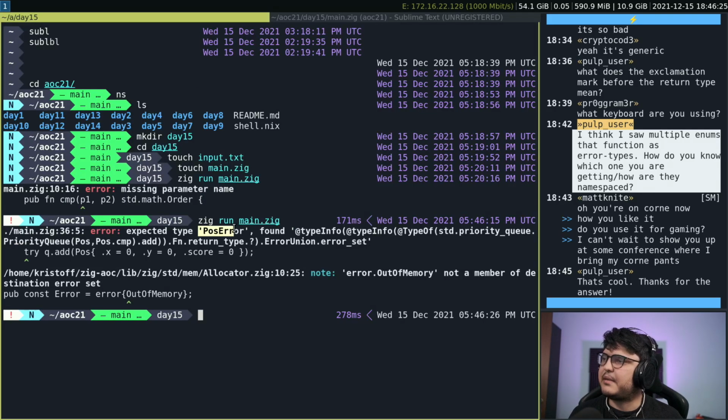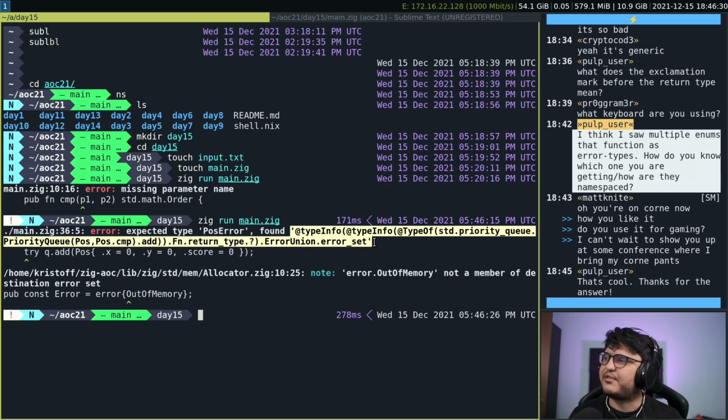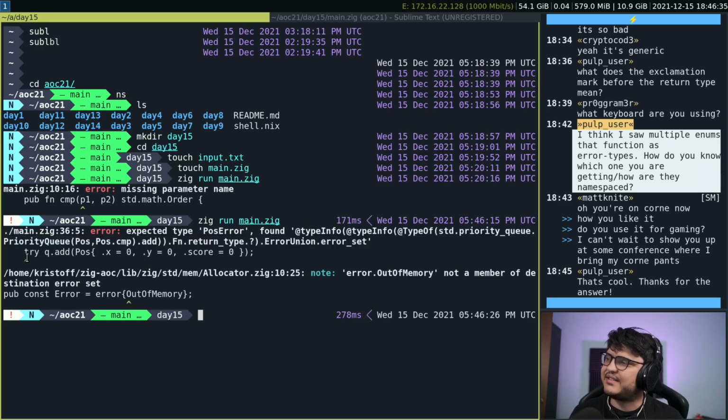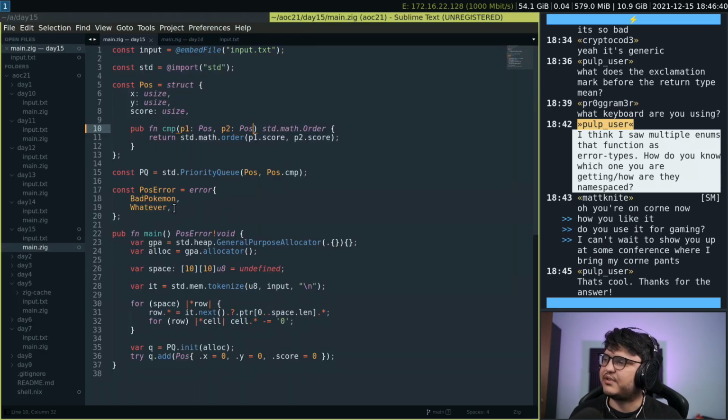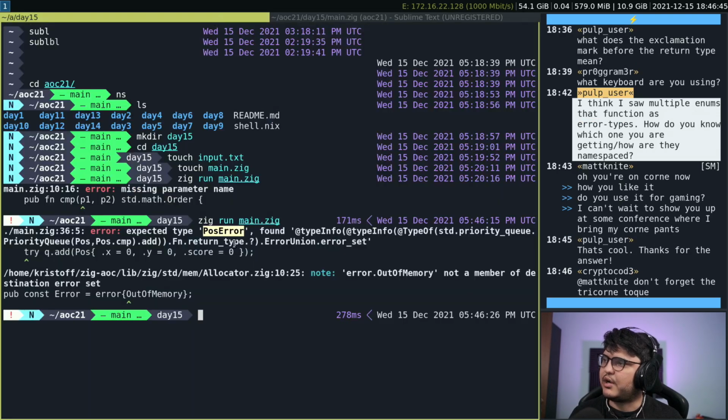Okay, expected type POS error found something different when doing try. This error message is not the best. This error message can be improved. But you see that this error, basically, it's not in our pause error set that we were advertising. So here's what we can do. I would expect it to tell me what error this is. I think it's unfortunate it doesn't tell us.